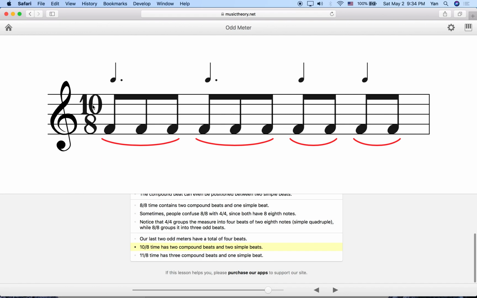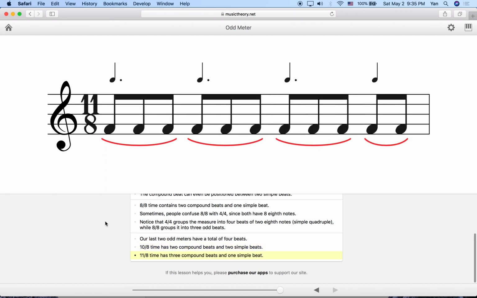So one could do that, but it's more interesting to group it like this because this grouping hasn't happened in the other odd time signatures that we've looked at so far. So the last one we're going to do is 11/8. So 11/8 can be grouped like this.